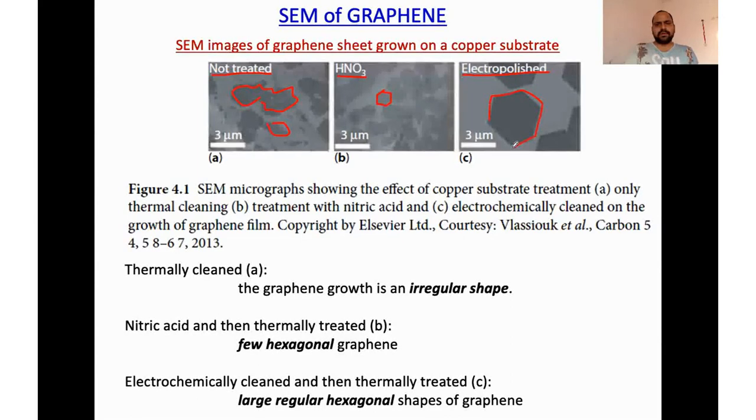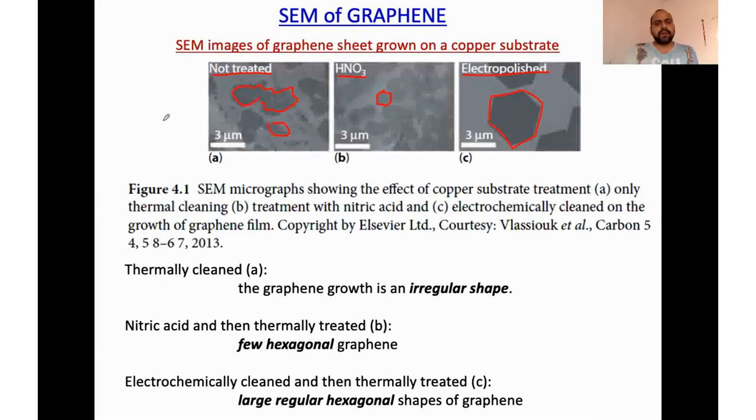Next, we can use transmission electron microscopy to analyze or characterize the graphene. And TEM is also a system which is based on the electron wave. And here we can get a clear-cut idea about the number of layers in a graphene sheet. Similarly, we can also get a clear-cut idea about the crystal structure of graphene. Here one example is there.